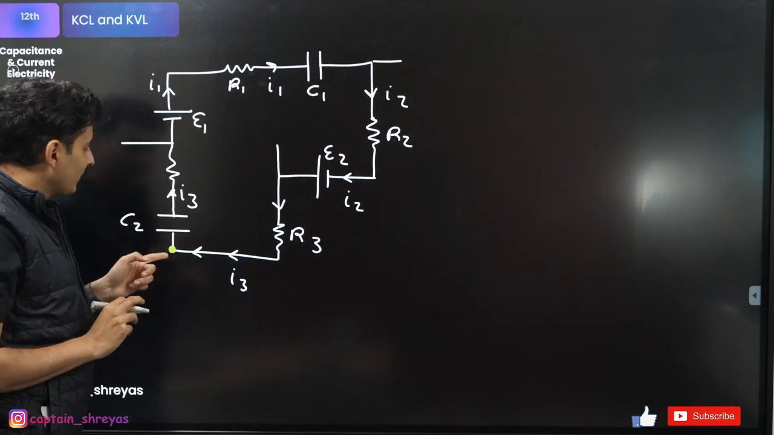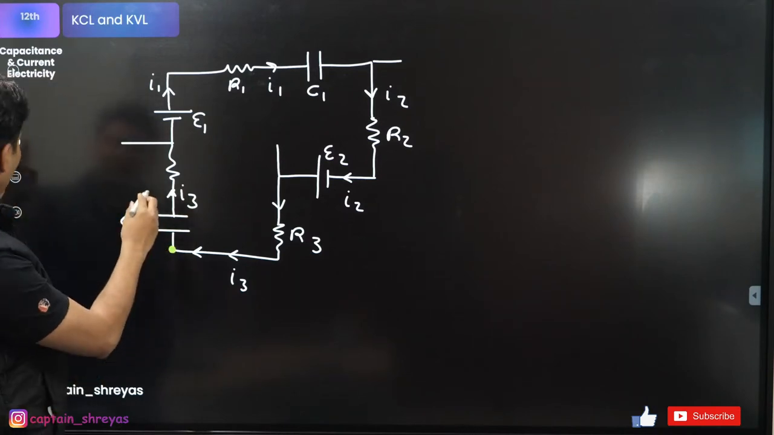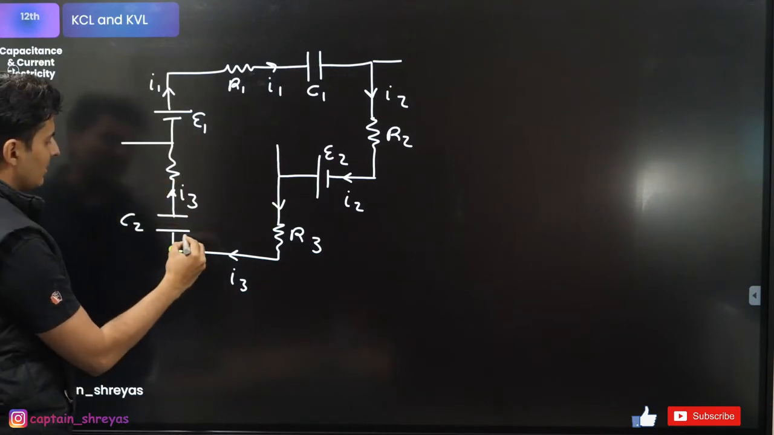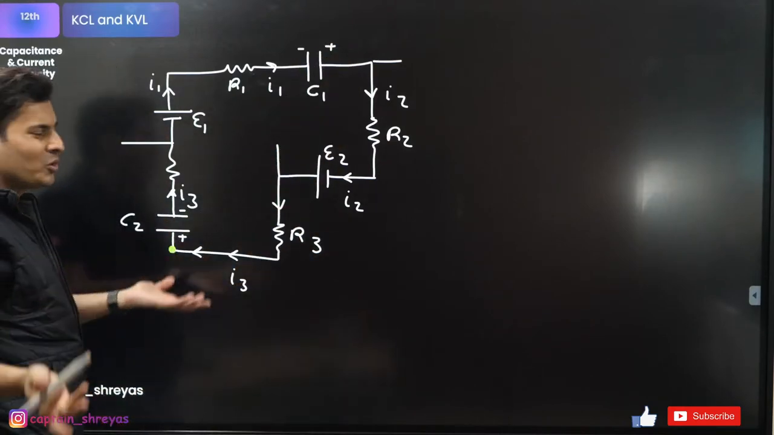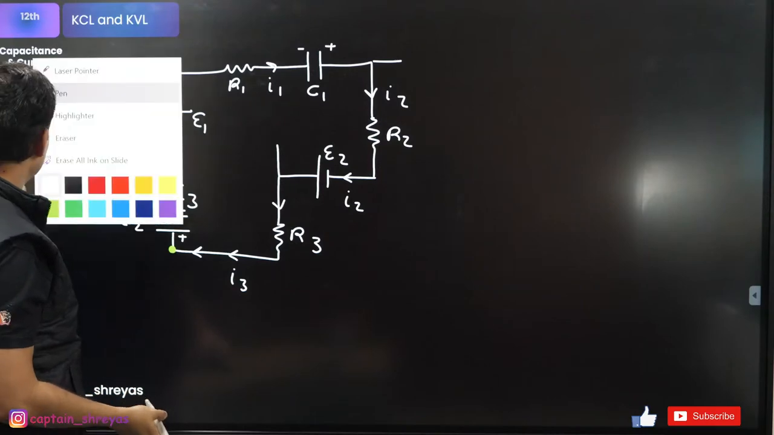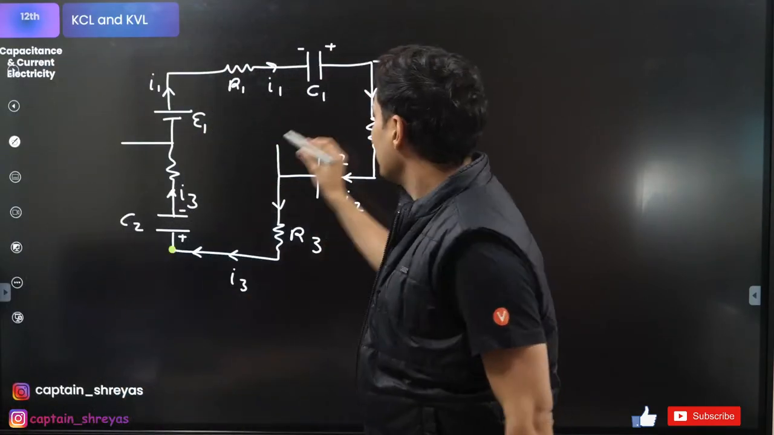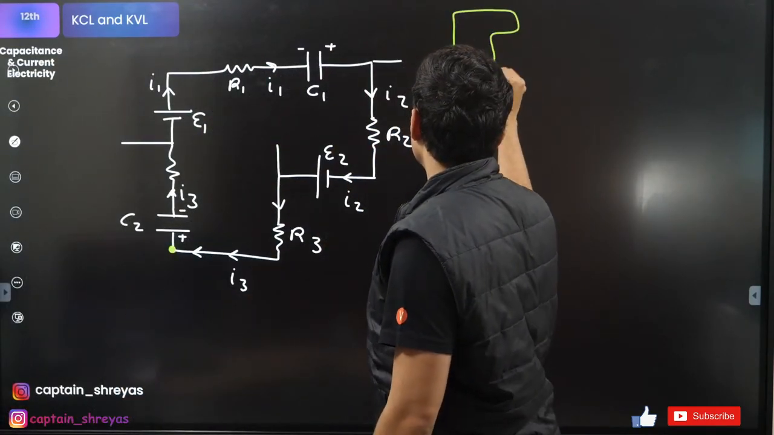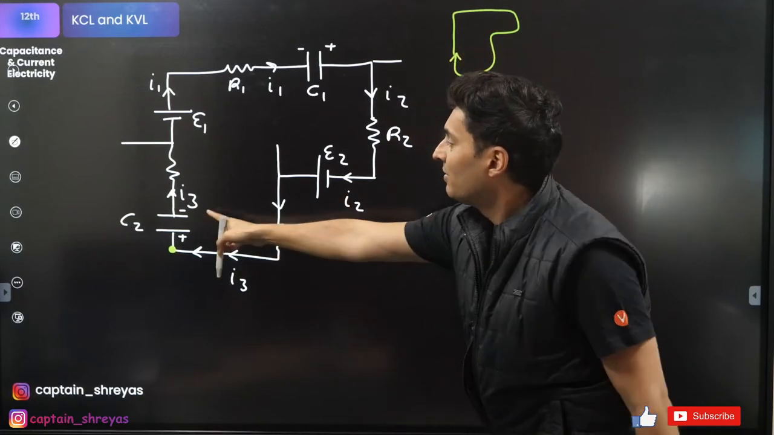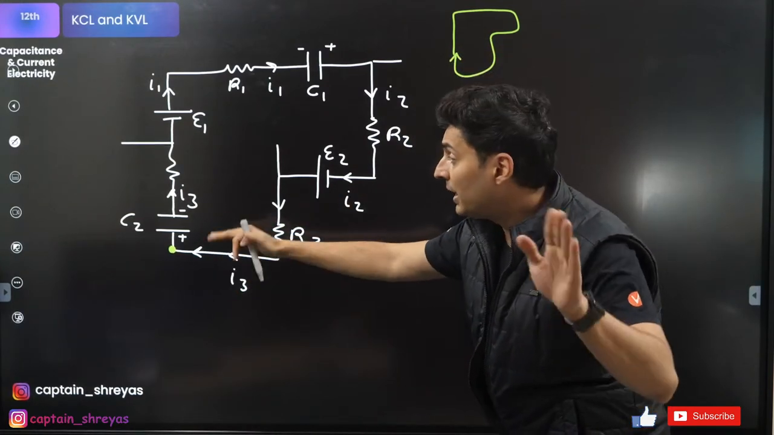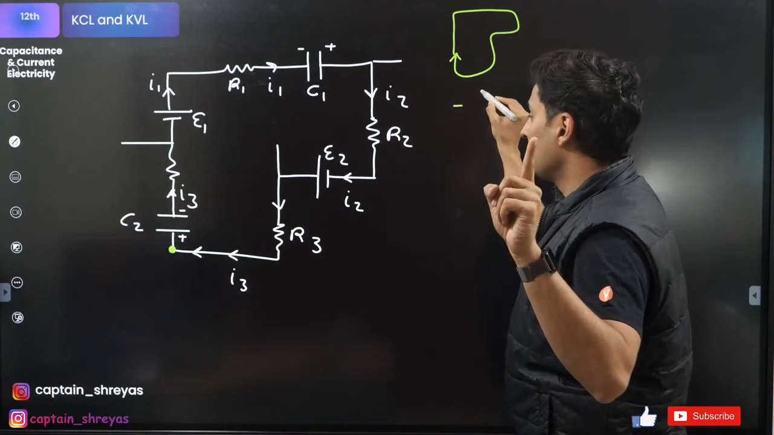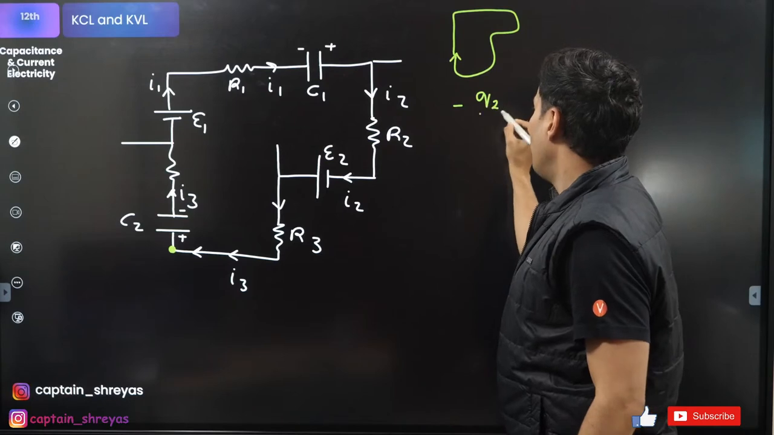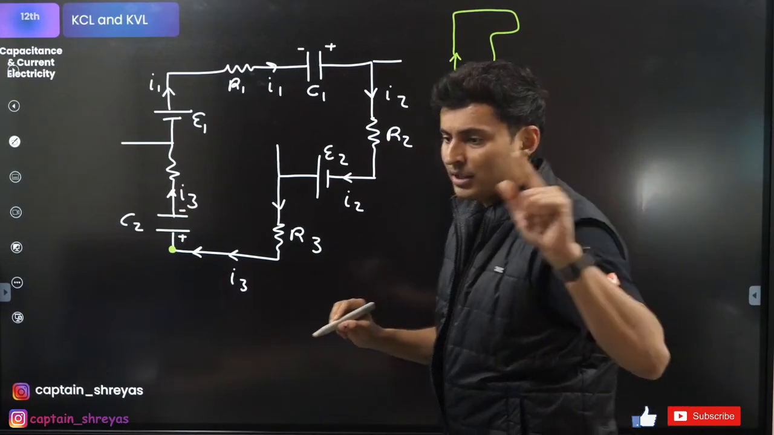That would be stupidity. First thing, I'm getting a capacitor. Maybe this is the positive side, this is the negative side. Maybe this is negative, this is positive. I'm just assuming, guys, it doesn't matter. First thing that I will get, if I go like this and come back this way, is the capacitor. I'm going from high to low, so it will be negative. So it will be minus Q2 by C2.